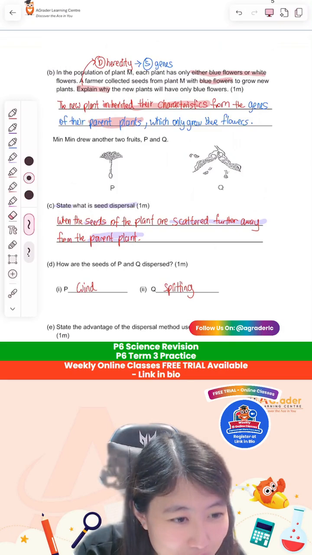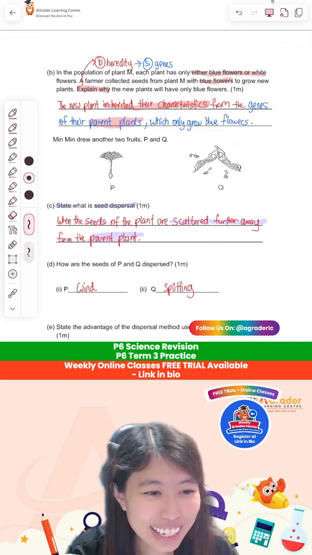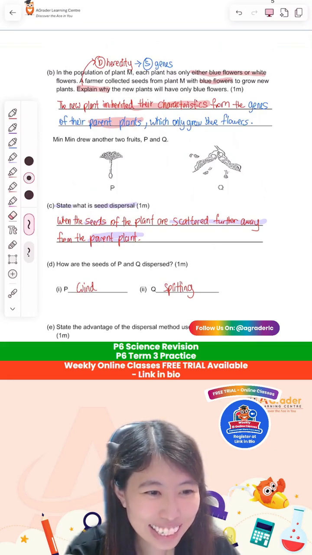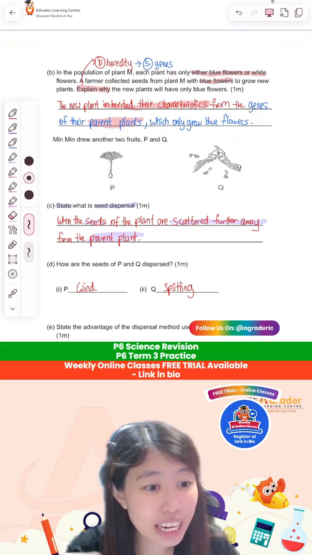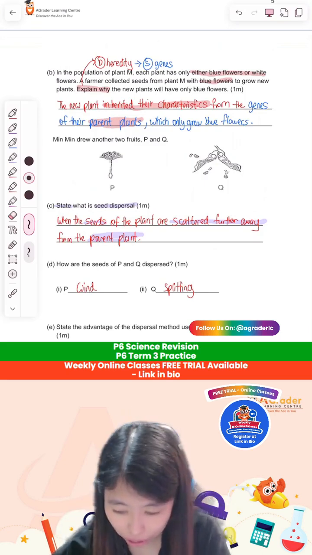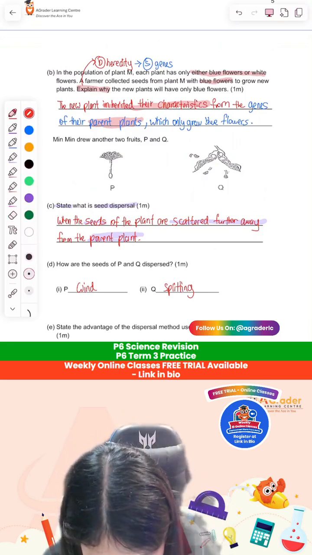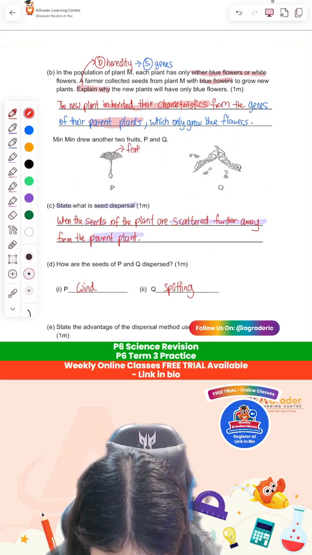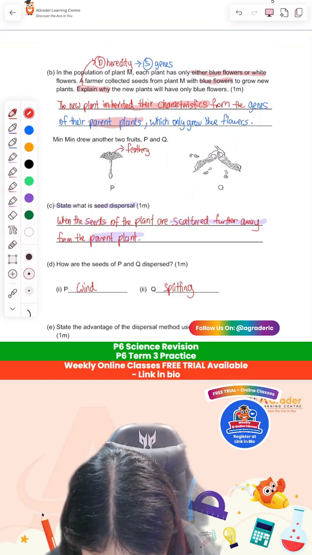Who is MKE? Hello. All right. Light, feathery? Okay, feathery or fine hairs. Very good. So take note, for P, we say that it is feathery or it has fine hairs.